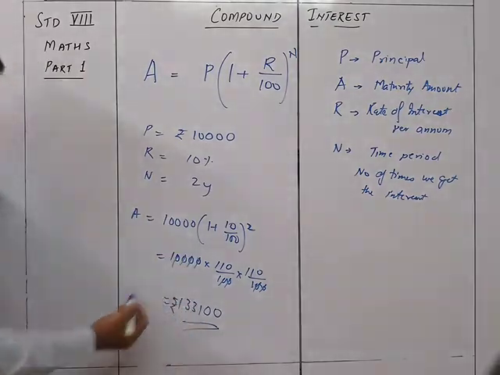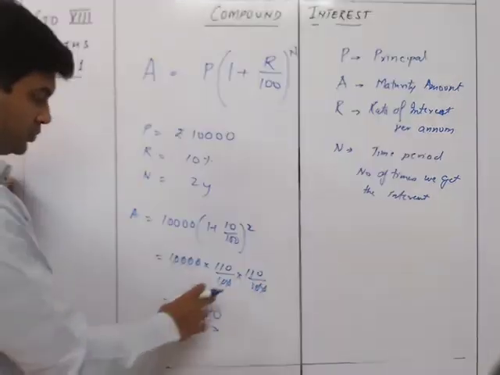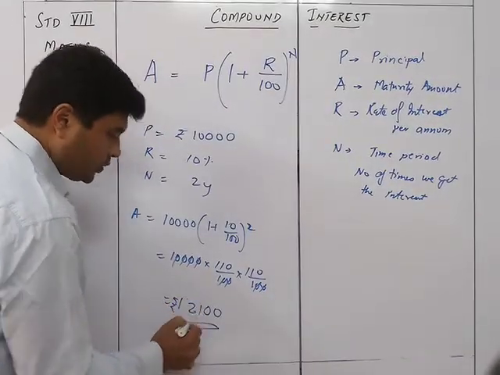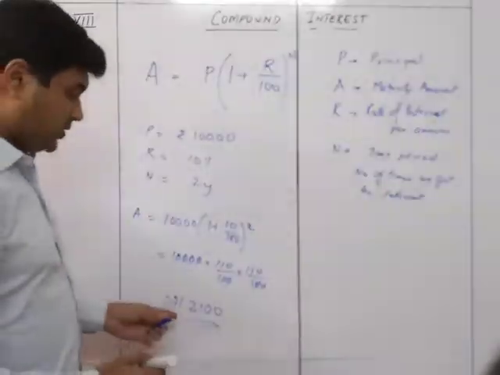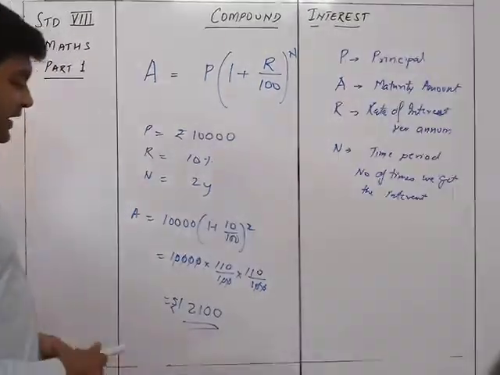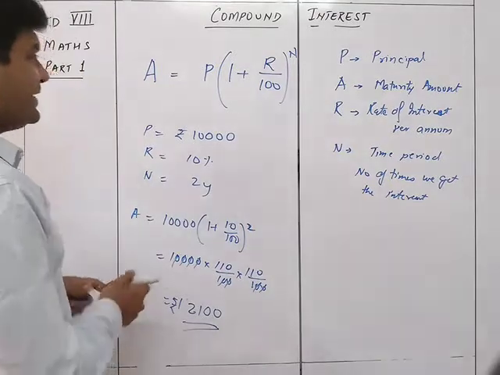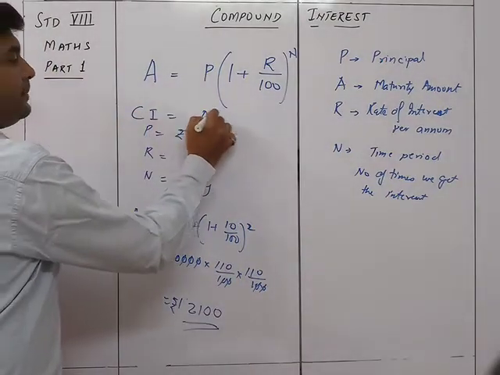So 10,000 will become 12100 at the end of 2 years. That will be the amount for 2 years. Accordingly, if I want to find out the interest I received, what will be the formula for interest? CI will be equal to A minus P.